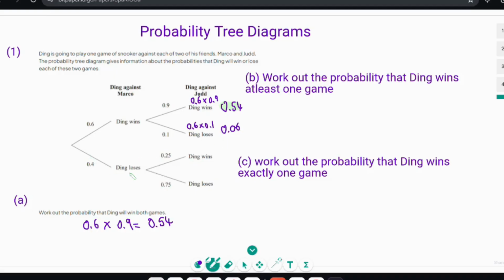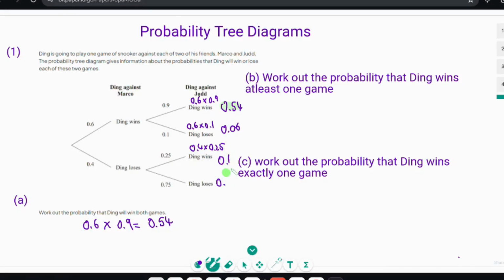Here, Ding loses and then wins. So yes, he's won at least one. So 0.4 times 0.25 is 0.1. I'm just going to work out this bottom one as well. Although it's not an option we need because it's lose and lose, but I just want to point something out. This is 0.3. Another check you could do here is all of these add to 1. So it's helpful to see if you filled in the tree diagram correctly. Yes, they add to 1.